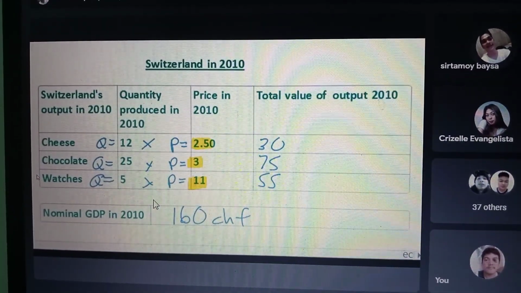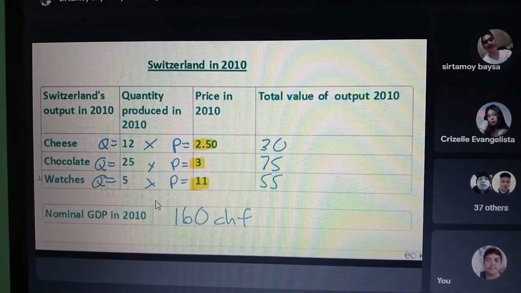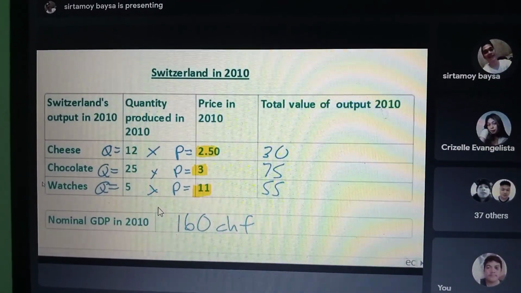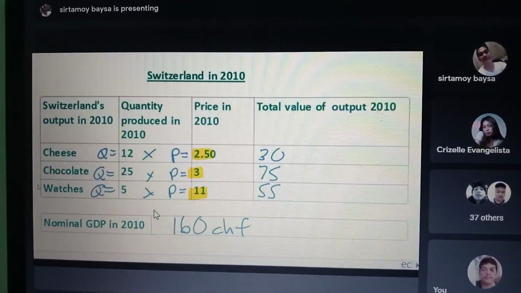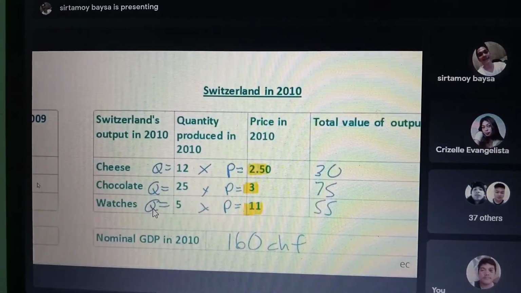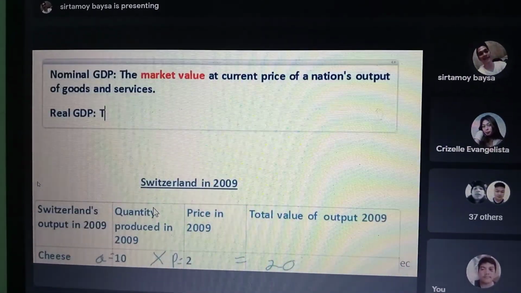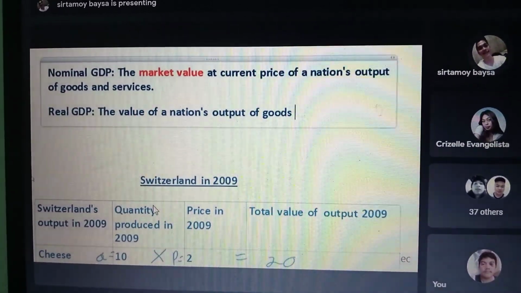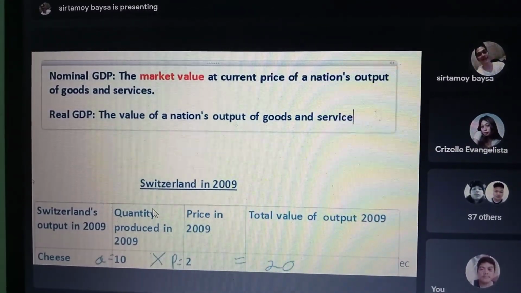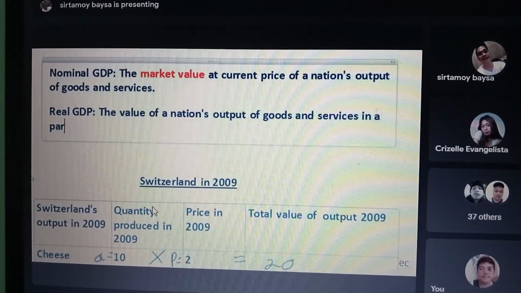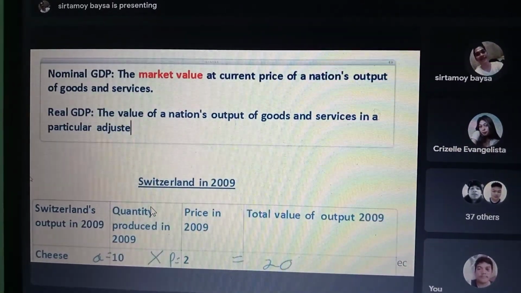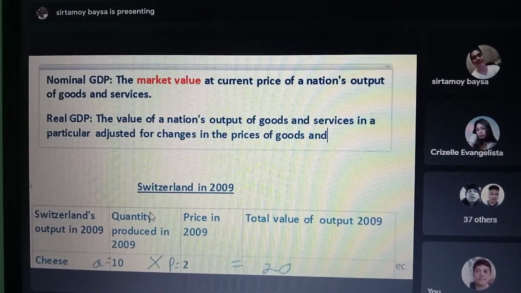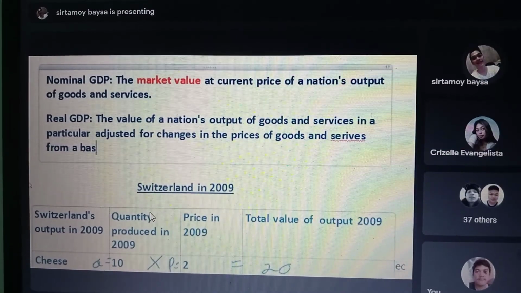So to give us a more accurate indicator of the actual output of Switzerland, adjusted for these changes in the price level, we must calculate Switzerland's real GDP. And that brings us to the definition of real GDP. Real GDP measures the value of a nation's output of goods and services in a particular year, adjusted for changes in the prices of goods and services from a base year.